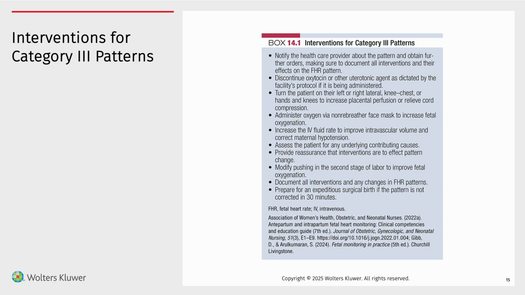Administer oxygen via 10 liters to improve maternal fetal oxygenation. You can do this with a non-rebreather mask, usually for about 10 minutes. Give IV fluids, isotonic IV fluids like lactated Ringer's. This will improve circulating volume and placental perfusion.